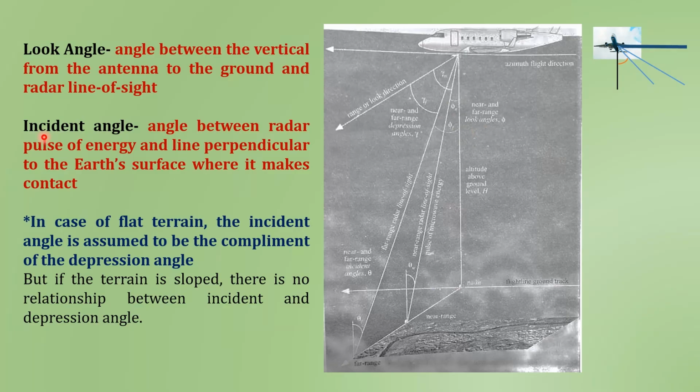Next we have the incident angle. When this pulse of microwave energy strikes the terrain, the angle between the radar pulse of energy and the line perpendicular to the earth surface where it makes contact is referred to as the incident angle. In case of flat terrain, the incident angle is assumed to be the complement of the depression angle. But if the terrain is sloped, there is no relationship between the incident and the depression angle.